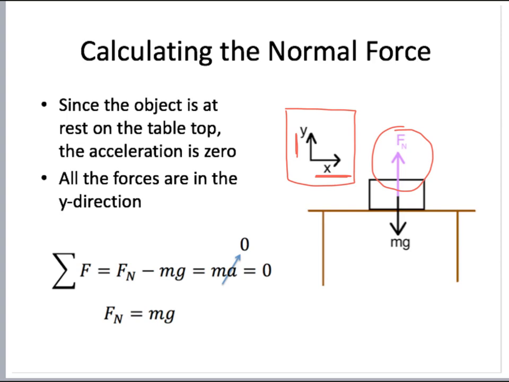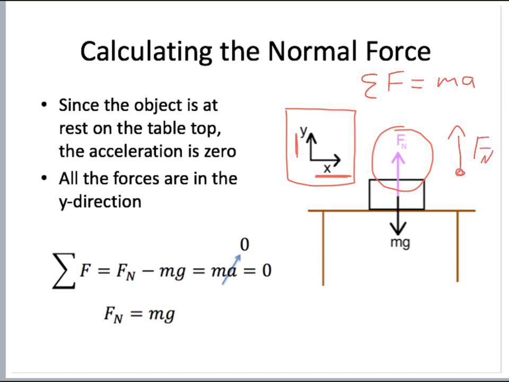Now, both of these forces, the normal force and the force of gravity, the weight, are along the y-axis. So in this problem, you don't even have to consider the x-axis because there are no forces acting along the x-axis. What Newton's second law says is that the sum of the forces is equal to ma. And that's what we want to do. In this case, we've got two forces. We've got the normal force, which is positive because it is pointing up.